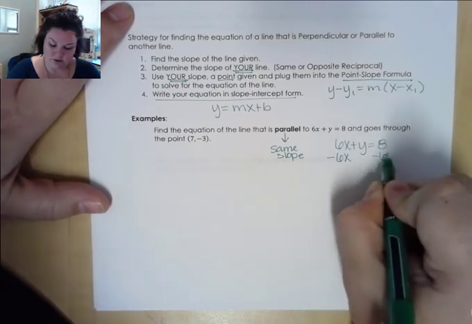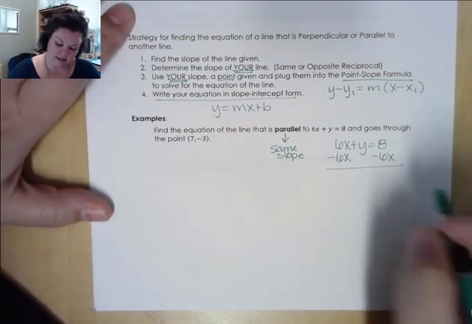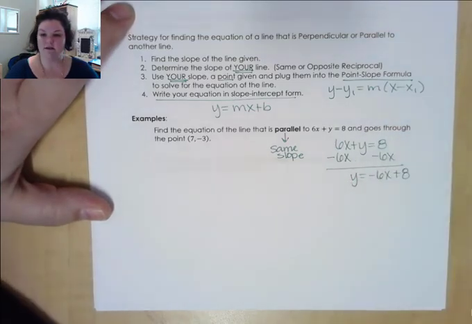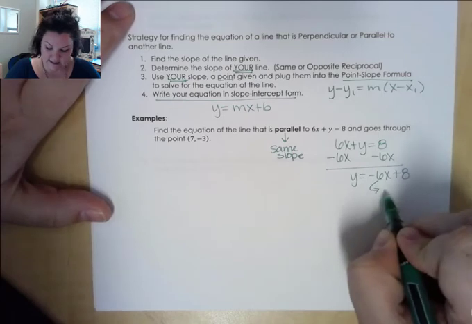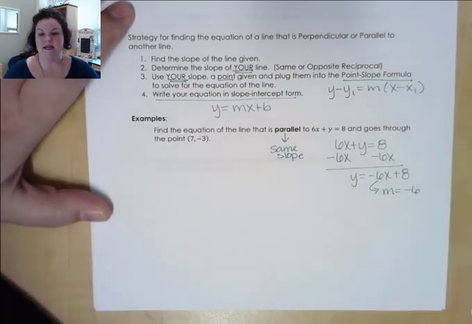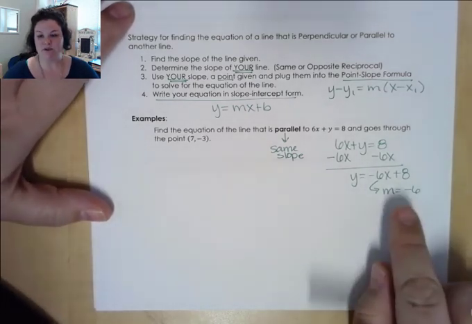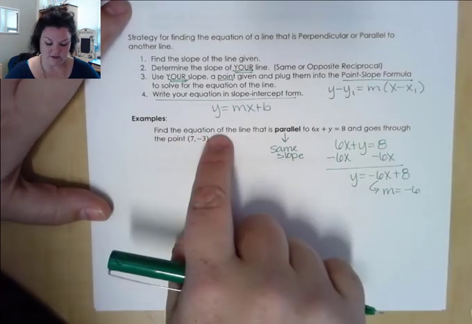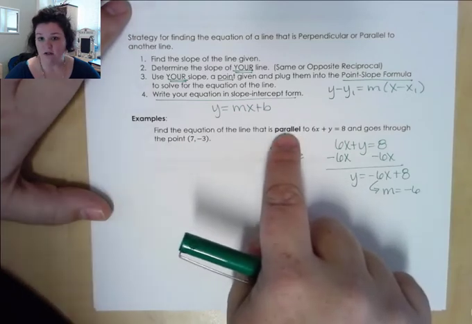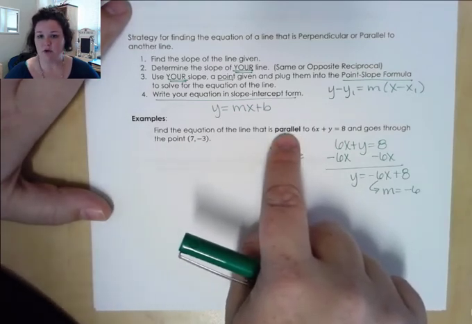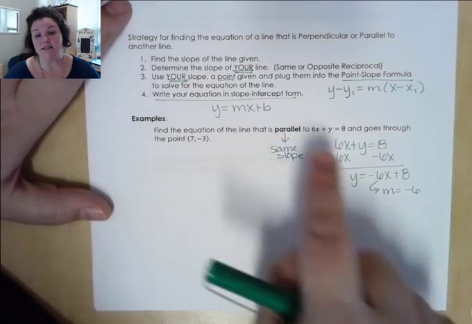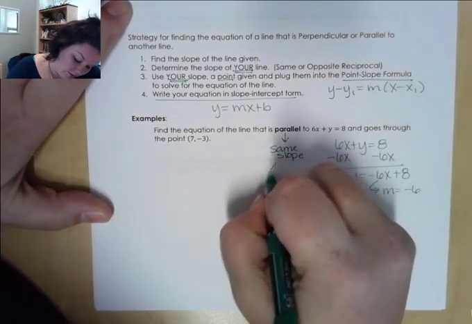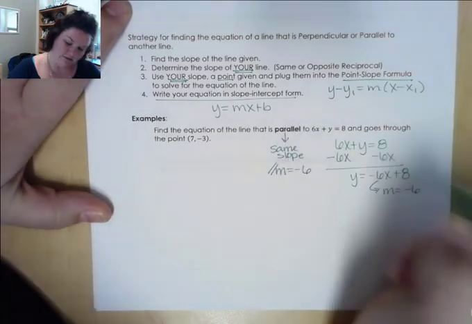So I'm going to go ahead and subtract my 6x to the other side, which gives me y is equal to negative 6x plus 8. And now I can easily see here that my slope is negative 6. So negative 6 is the slope of the line they gave me. And we want to find the equation of a line that is parallel to that line. So if our line is parallel to this line, that means we want the same slope. So our parallel slope is going to be negative 6.